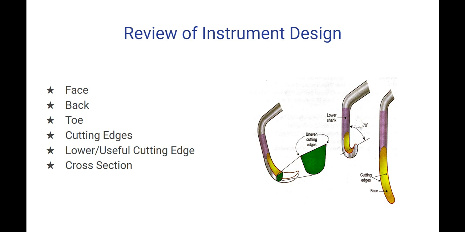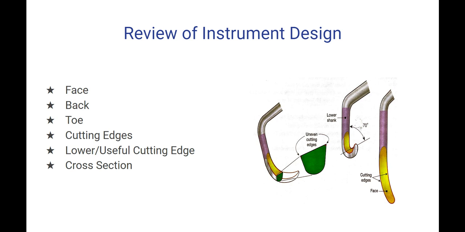Review of instrument design. The face. The face is the top of the working end. The face tilts at approximately a 70-degree angle to the lower shank. One cutting edge is lower than the other in relation to that lower shank. The tilted face means the lower cutting edge is self-angulated. The face is yellow in the diagram.